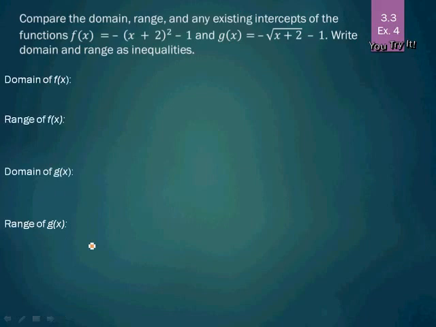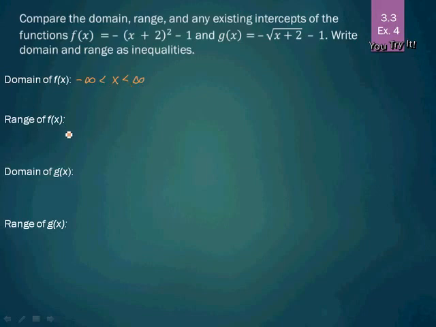First, let's do the domain of f of x. Since f of x is a parabola, it goes on forever in both directions, so that's just from negative infinity to positive infinity. We can write that as negative infinity is less than x is less than positive infinity. And we don't use an equal to sign because infinity is not a set value.